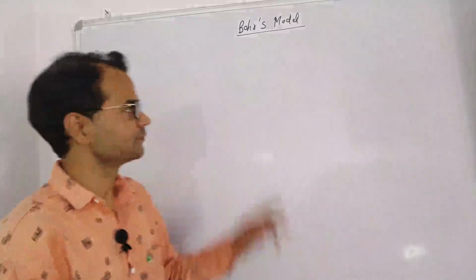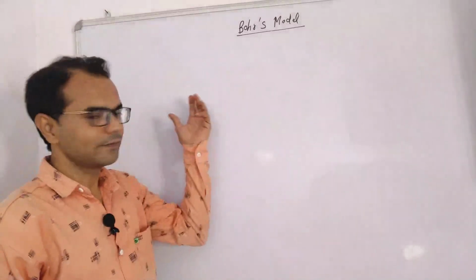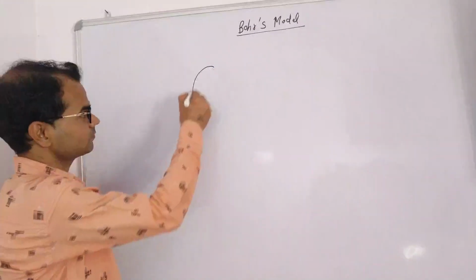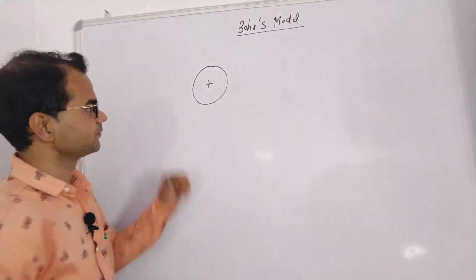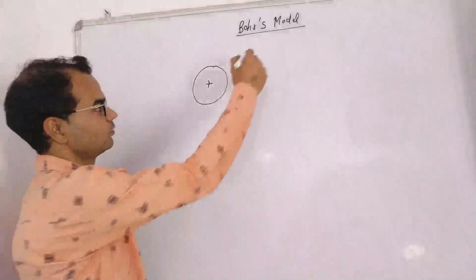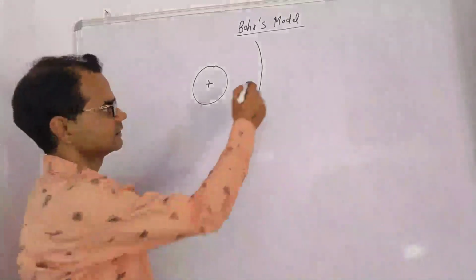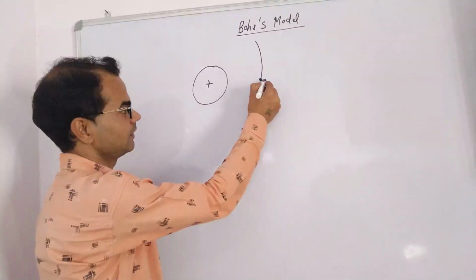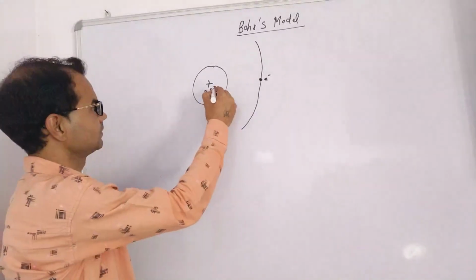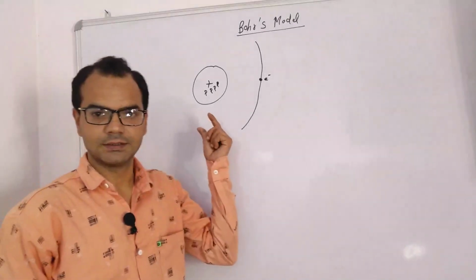Today we will discuss the Bohr model. Bohr modified the Rutherford model and proposed the model in this way. The atom contains a centralized, positively charged rigid body called a nucleus, and around the nucleus electrons revolve in stationary shells. This is an electron and this is a positively charged nucleus, meaning it contains protons.